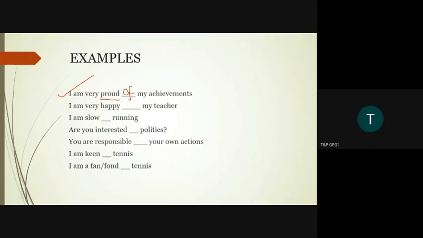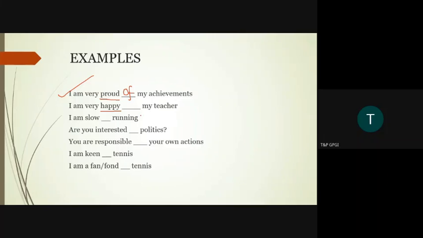Okay, so I can give you some other examples. The second one we'll go with: I am very happy dash my teacher. Can anybody guess what will come in this blank space? Happy over here is an adjective. What will come in this blank space? Okay, so I'll tell you: I am very happy with my teacher.